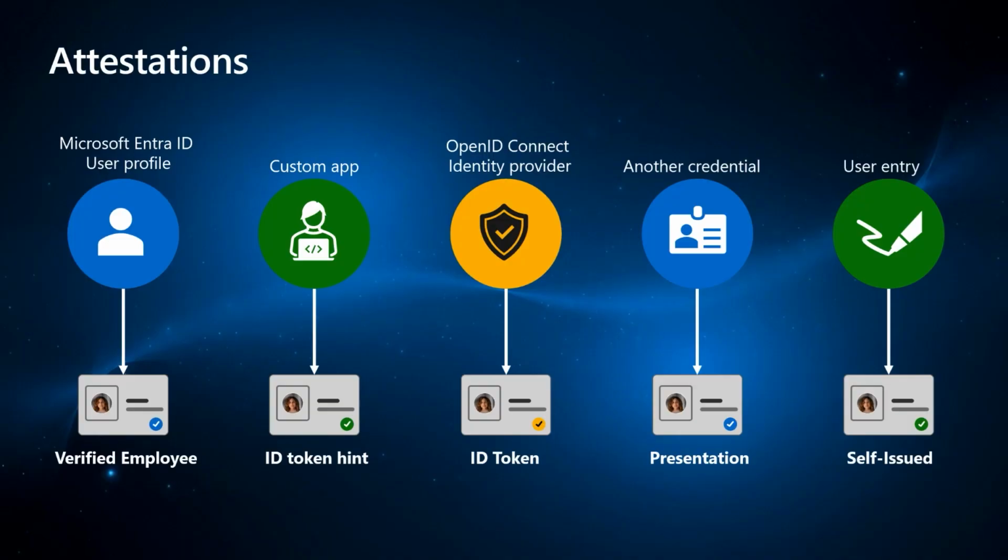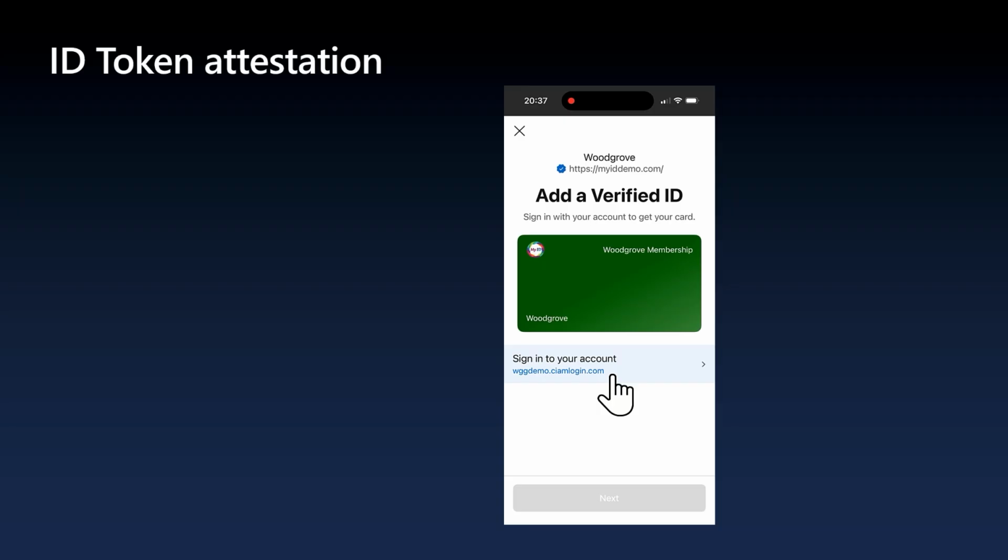The verified ID credential we just demonstrated is known as the ID token hint attestation. We'll now introduce you to the other available attestations. Let's start with the ID tokens attestation. This is different than the ID token hint attestation. The ID tokens type relies on an OpenID Connect provider to serve as the primary proof of the user's identity.